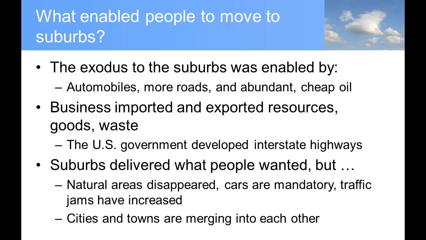Suburbs gave people what they wanted in terms of having homes with larger amounts of space, cleaner neighborhoods, but natural areas have disappeared. Cars have become mandatory, where we're now prisoners of our automobiles. We need our cars to really get anywhere. The idea of just walking down to the corner grocery store to pick up a quart of milk is becoming non-existent in most parts of the United States, because there is no corner grocery store within walking distance of most people's homes today. We have to drive to do all of our shopping now.